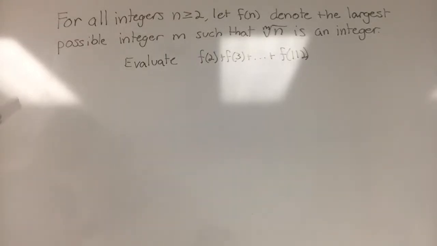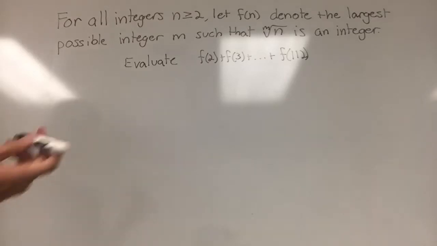I had problem number 20, which says: for all integers n greater than or equal to 2, let f of n denote the largest possible integer m such that the m-th root of n is an integer. And then evaluate f of 2 plus f of 3 all the way up to f of 112. So let's just look at the first couple values.